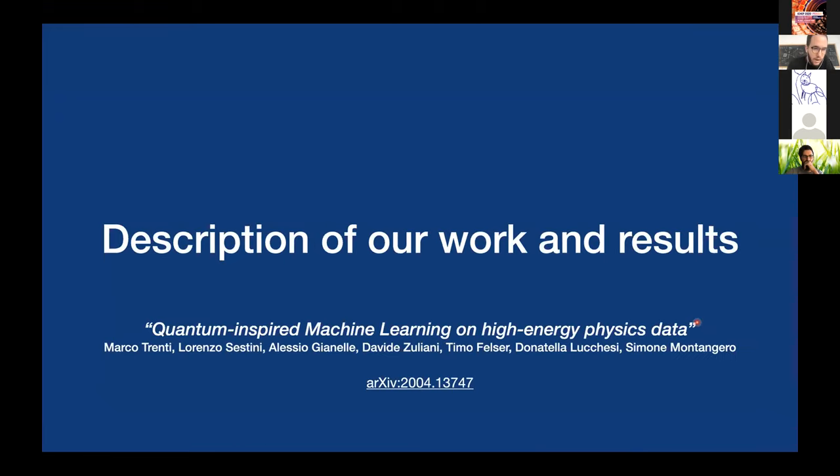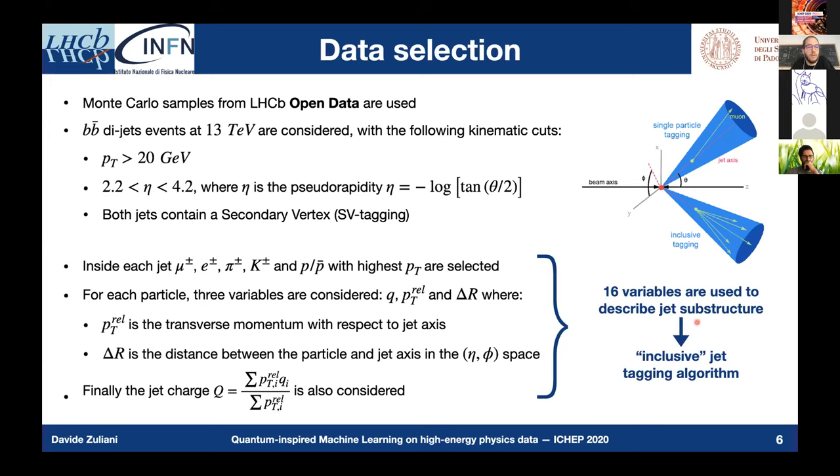So let me describe our work and our results. We started from some Monte Carlo samples from LHCb open data. We used b-bbar dijet events at 13 TeV, so basically around two conditions.